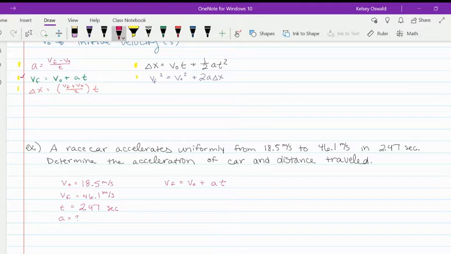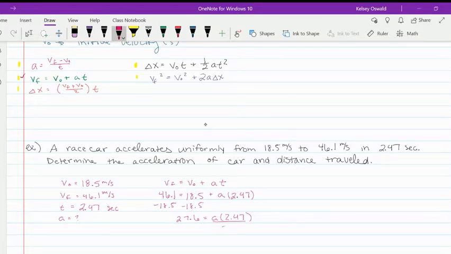We picked this one because we know our final velocity is 46.1, we know our initial velocity is 18.5, we're trying to solve for acceleration, and we know our time is 2.47. Once you get here, the physics is over, and it just becomes an algebra problem. To get acceleration by itself, my first step is to subtract 18.5 from either side. So 46.1 minus 18.5, so 27.6 is equal to acceleration times 2.47.